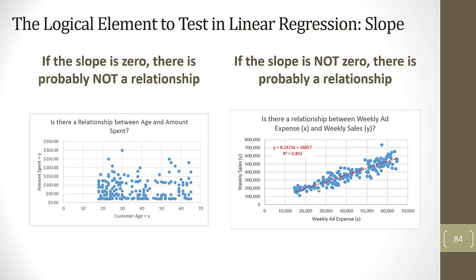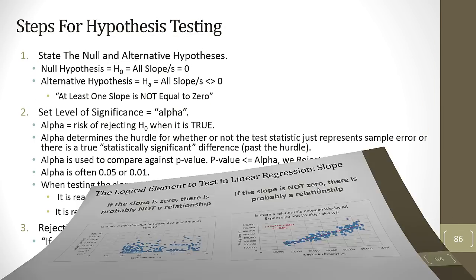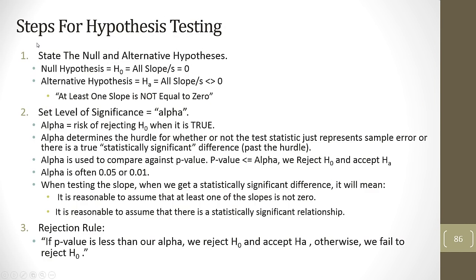Now let's go look at slide number 86. Here are our steps. There's 5 of them. Here's 3 of them. The first step in hypothesis testing: state the null and alternative hypothesis. So our null hypothesis is going to be either the slope is equal to 0, or if we're doing multiple regression, all slopes are equal to 0. The alternative hypothesis will then be either the individual slope is not 0 or all slopes are not 0.